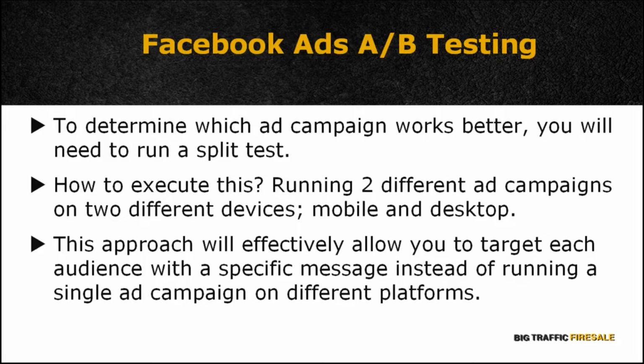The fourth and final step is to run a Facebook ads A/B testing. To determine which ad campaign works better, you'll need to run a split test. How do you execute this? Running 2 different ad campaigns on 2 different devices, mobile and desktop. This approach will effectively allow you to target each audience with a specific message instead of running a single ad campaign on different platforms. 2 different ad campaigns on different devices mean both are targeted to different audiences to detect the differences in the results.